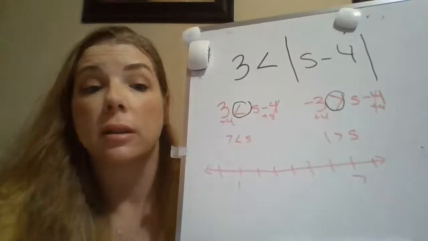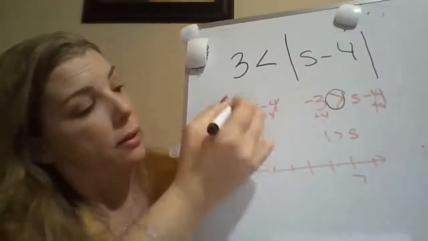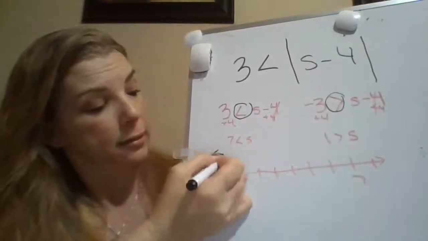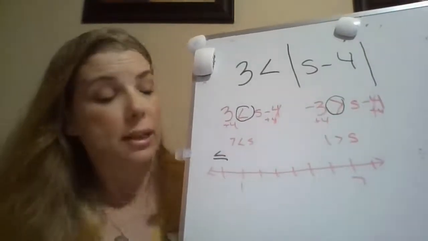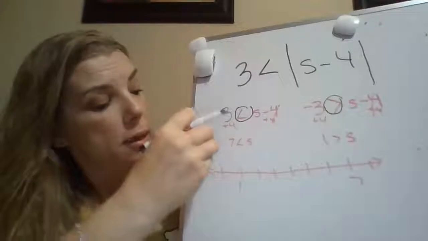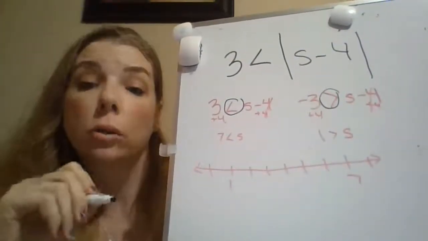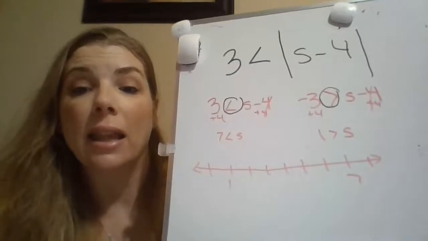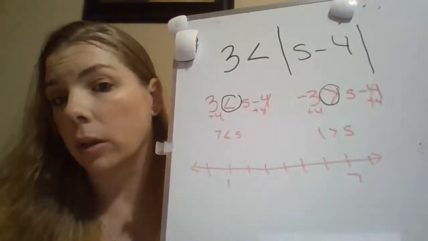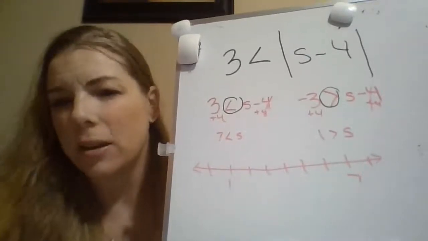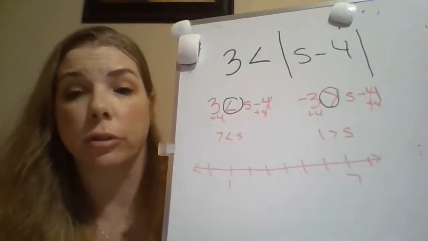Now, if it was less than or equals to, remember that looks like this. Okay? If it was less than or equals to, then yeah, include that number. Make it a closed dot or closed circle. So if I had less than or equal to $12, I could have $12. I could also have 10 cents again. Okay, so you just have to make sure and pay attention and know your symbols.